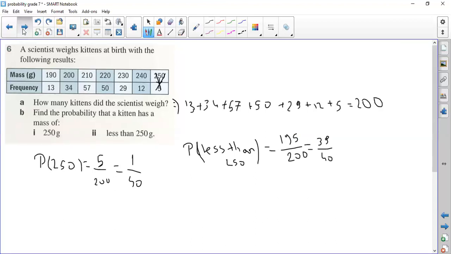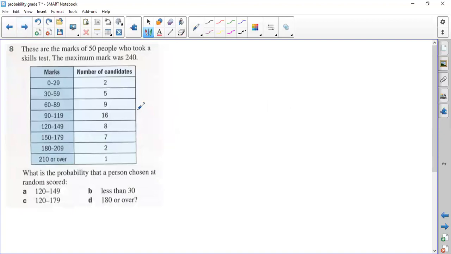Now let's have a look at exercise 8. These are the marks of 50 people who took a skill test. The maximum mark is 240. What is the probability that the person chosen at random scored 120 to 149? So in total, I have 50 people, okay? So I know the total number of outcomes. 120 to 149, okay, is this one. In total, for this one, there are eight people.